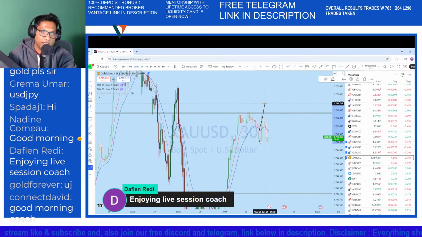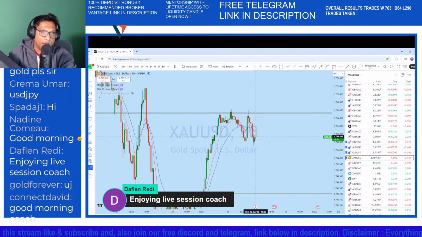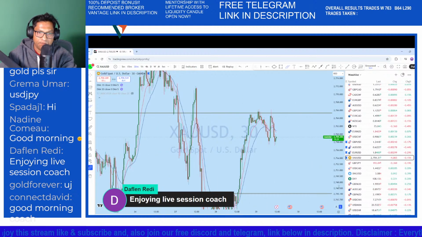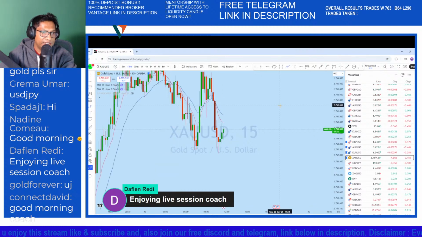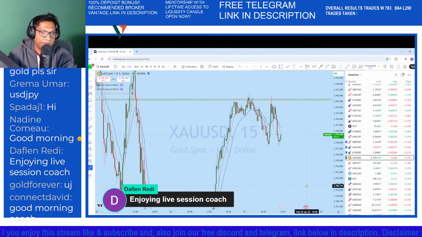As there is a liquidity gap here, it's a complete liquidity gap. What I think is that we might see a short-term change of trend in that area, so that might lead the price back to the support level.